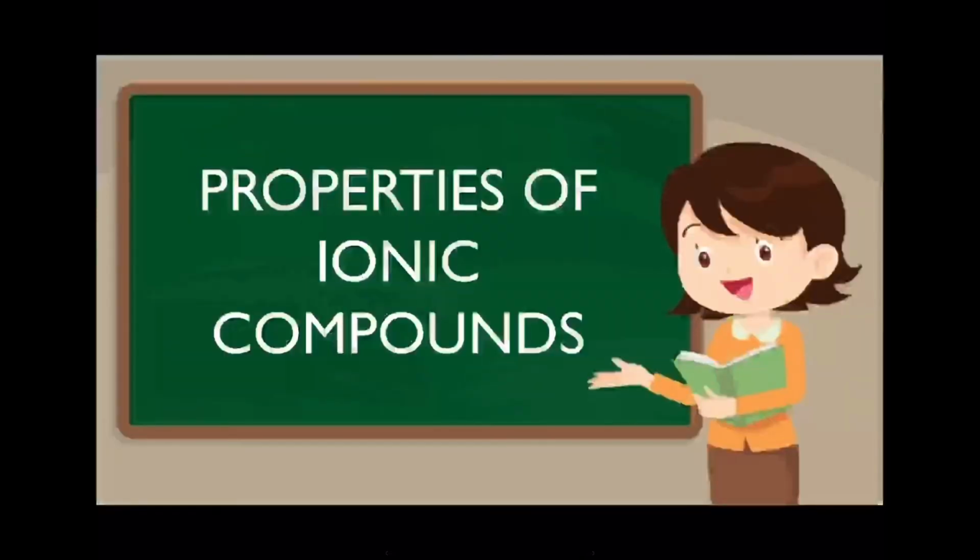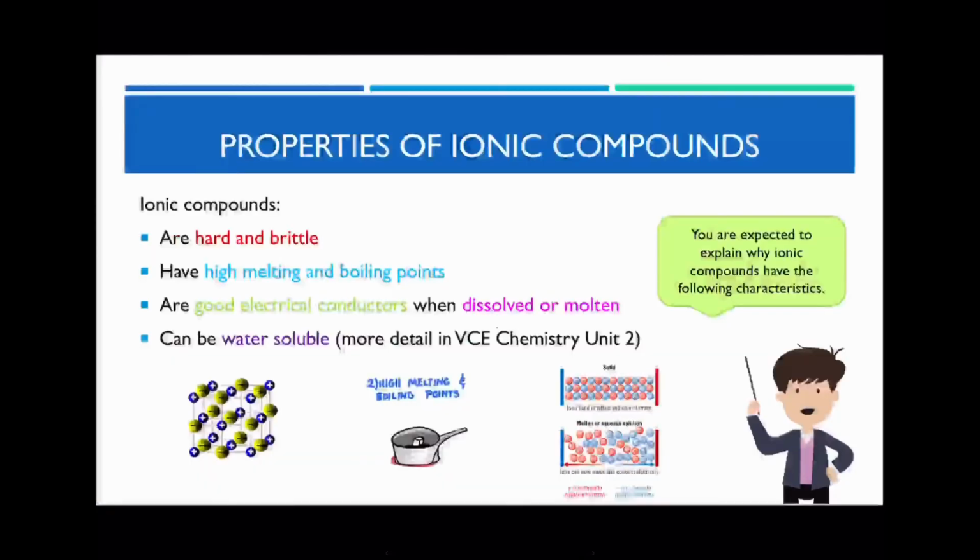So now we're going to be looking at the properties of ionic compounds. Ionic compounds have the following properties. They are hard and brittle. The word brittle here means it's hard, however, it can break very easily, like glass is brittle. Ionic compounds also have very high melting and boiling points. They're also extremely good electrical conductors only when they're in the dissolved state or when they're molten in the liquid form. They cannot conduct electricity when in the solid state.